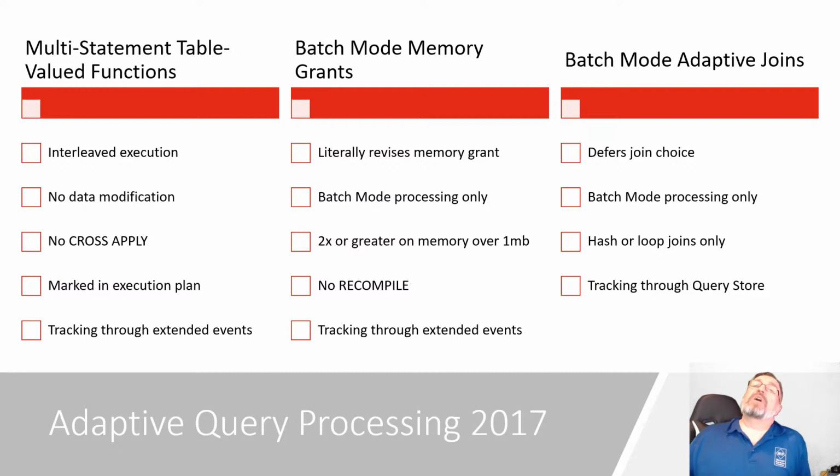So, the last thing that they added in 2017 in terms of adaptive query processing is batch mode adaptive joins. I love these things. Now, I showed them off in the last section, in the last class, but I'm going to show them off again today because if you didn't watch the last one, I don't want you to miss out. And this is very much part of the magic of the adaptive query processing, so it's pretty cool.